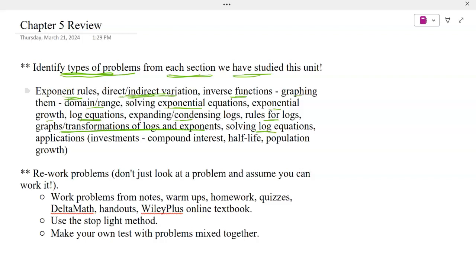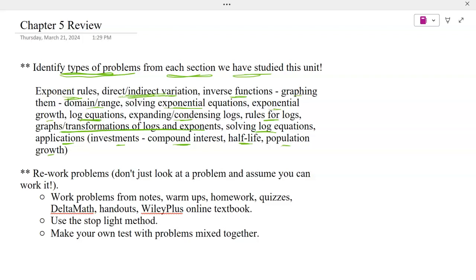And then obviously we had our applications or our word problems where we had investments with compound interest, whether it was compounding several times throughout a year or whether it was compounding continuously. Make sure you know those formulas. We also had some half-life problems and population growth. So it's a pretty big list of topics that we've covered, but make sure you go through OneNote.